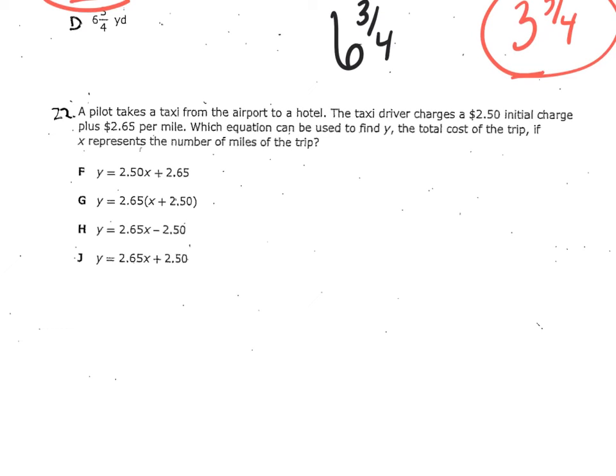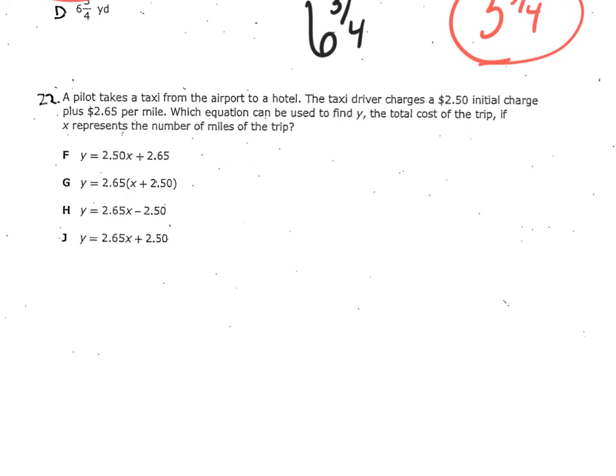22. A pilot takes a taxi from the airport to a hotel. The taxi driver charges $250 for the initial charge plus $265 per mile. Which equation can be used to find y? This is important. $265, and then this is my original. So I'm adding $250 no matter what, but then I'm doing $265 per mile. That's the multiplying part. So I should have this one right here. Okay, so that is our answer choice.